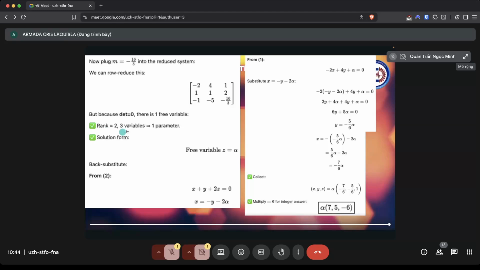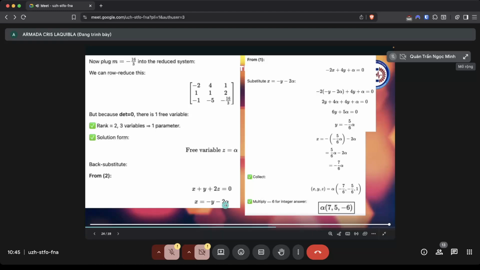But since this is rank 2, class, your row 3 here will all be zeros if you convert this into reduced row echelon form. So we only need row 2 and row 1. So z here is alpha. You substitute in the z because this is a free variable. Substitute it there in your second equation, which is there 1, 1, 2.